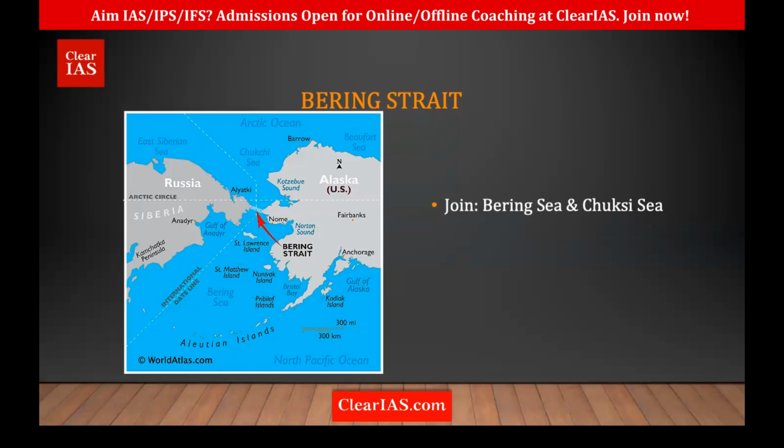That is the Bering Sea of the Pacific Ocean and the Chukchi Sea of the Arctic Ocean. Okay, Bering Sea and Chukchi Sea, and it is between who? Alaska and Russia. Bering Strait.